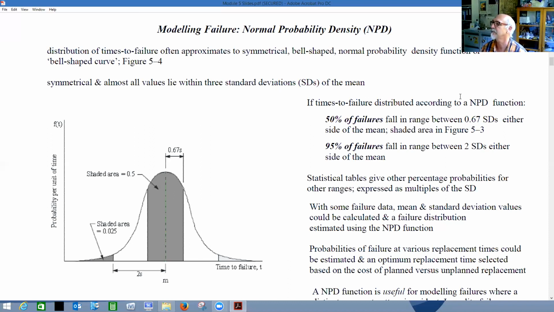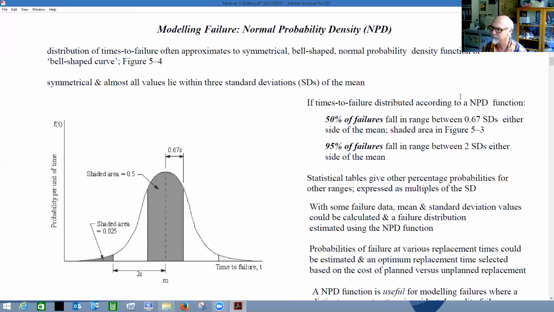if the times to fail is distributed as per a bell-shaped curve, or that normal probability density, or just normal curve basically, then we can see that 50% of the fails will fall in the range between 0.65 standard deviations either side of the mean. That's that shading you can see there. And also 95% of failures fall in the range of 2 standard deviations. And again, you can look up standard deviation tables to help you do calculations. And you've done this type of thing in your first year mathematics.